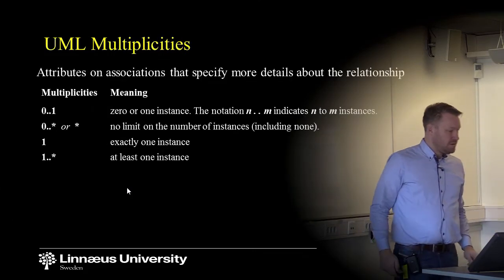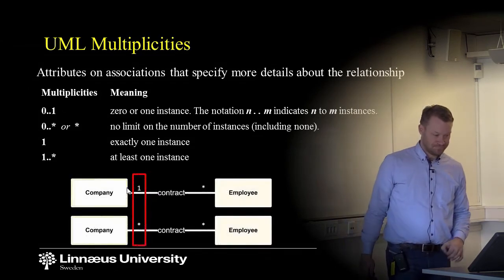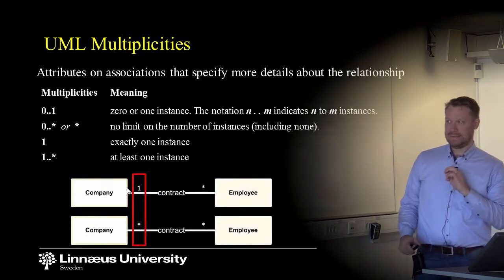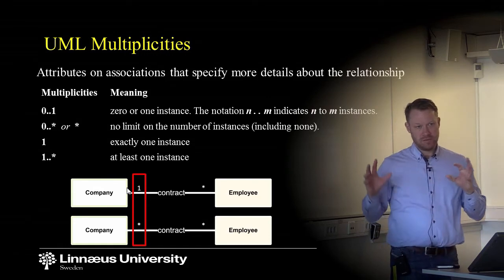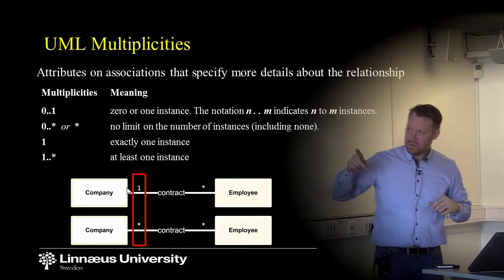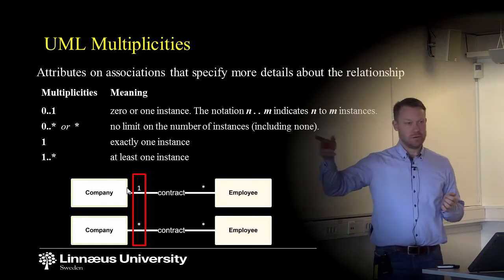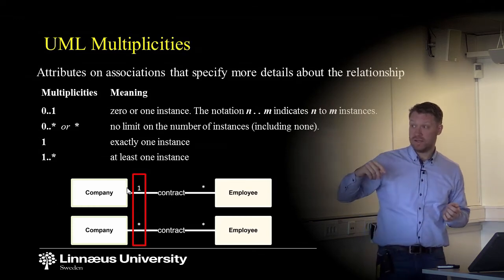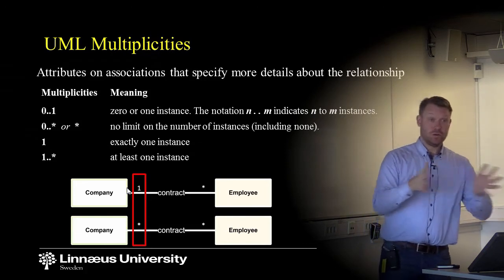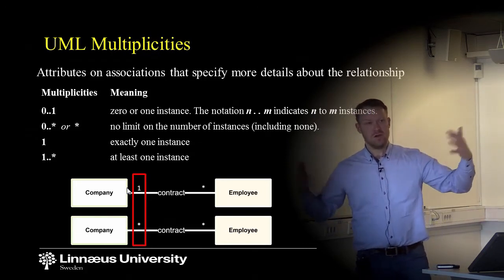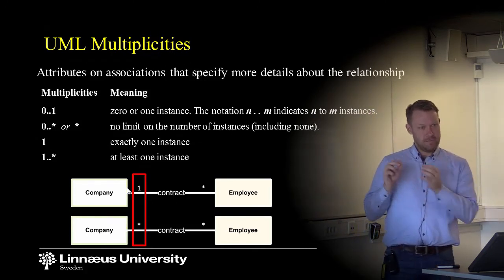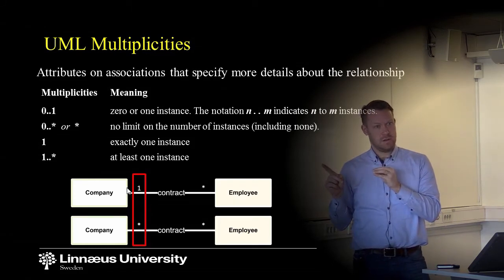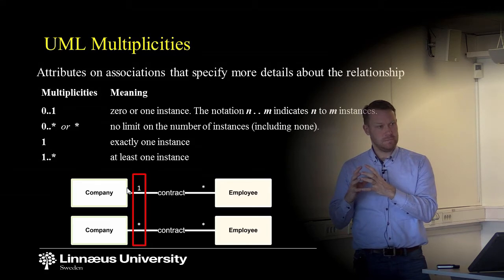Because, well, the multiplicities here, you can do a lot with these. You can have 0 to 1, you can have 0 to many, or just many. Or you can have exactly one instance, or you can have 4 to 6 instances. The semantics can be very precisely specified for a domain.